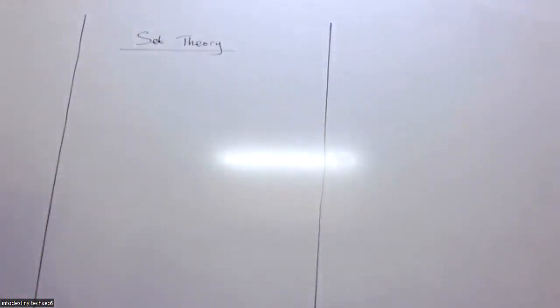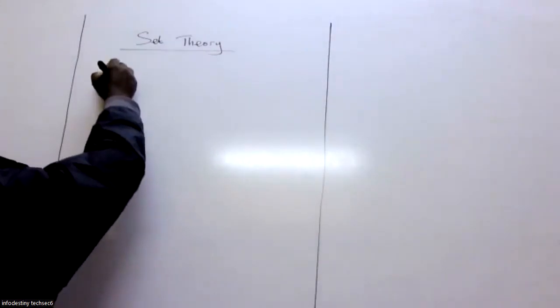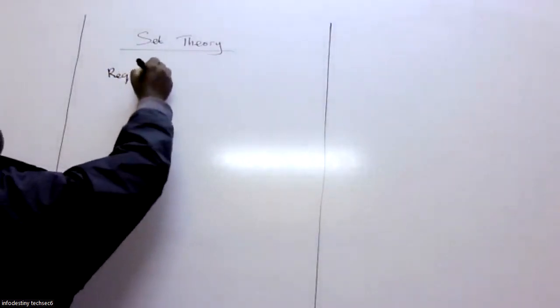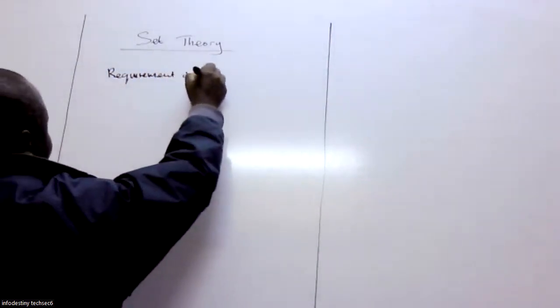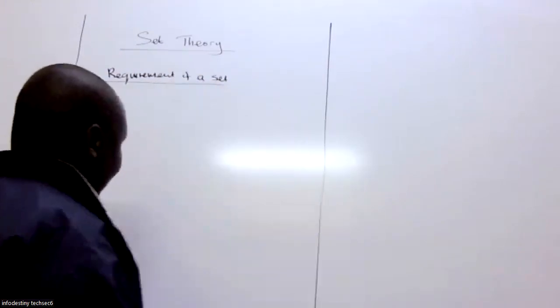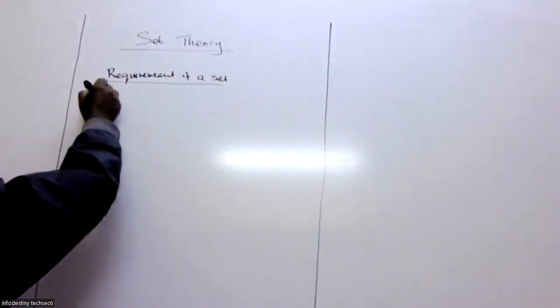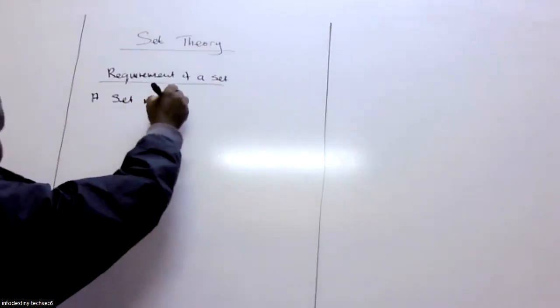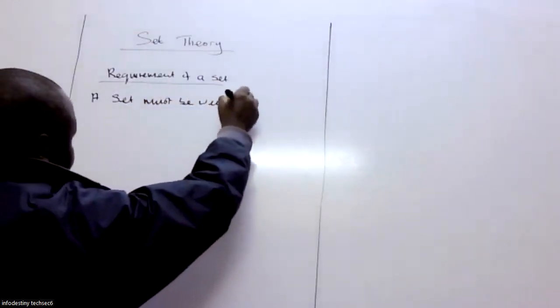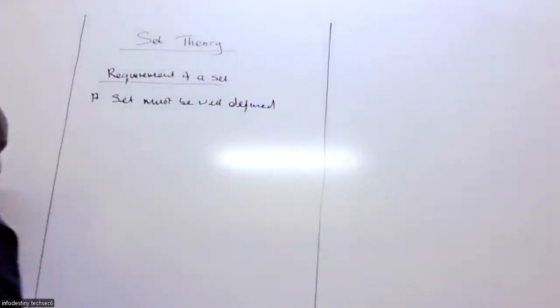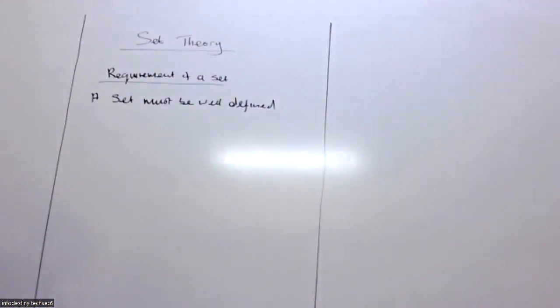Now we continue by looking at the requirements of a set. One, a set must be well defined, i.e., it must not leave any room for ambiguities.